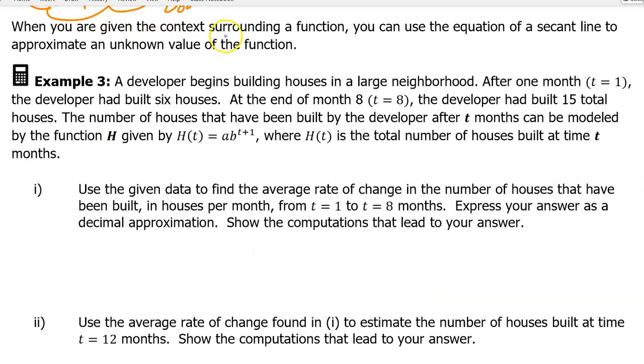When you are given the context surrounding a function, you can use the equation of a secant line to approximate an unknown value of the function. Example 3. A developer begins building houses in a large neighborhood.